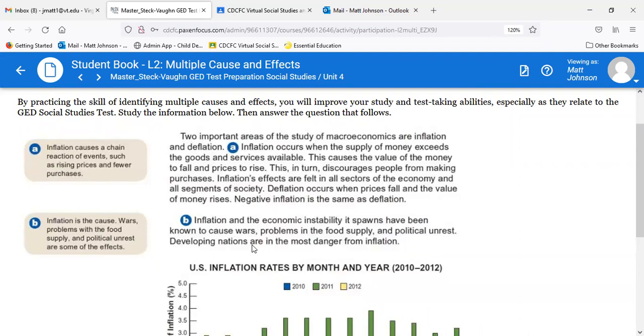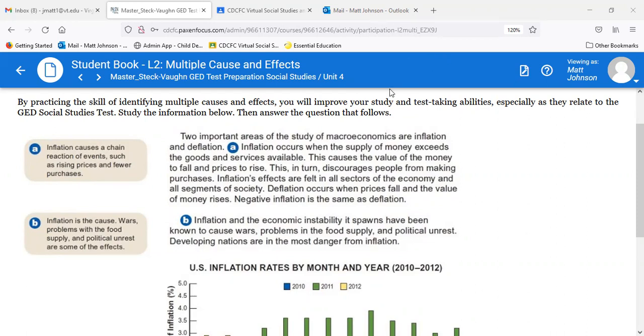So let's take a look here. What we have to start with is talking about inflation rates over a few years. Two important areas of the study of macroeconomics are inflation and deflation. Inflation is when the supply of money exceeds the goods and services available. Inflation occurs when the supply of money exceeds the goods and services available. This causes the value of the money to fall and prices to rise, right?